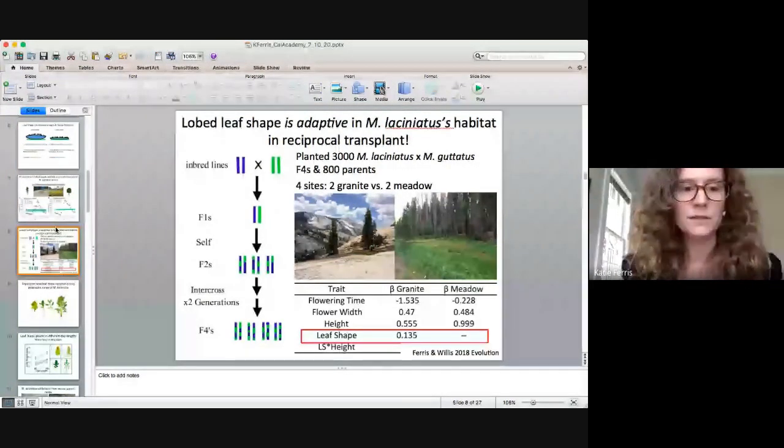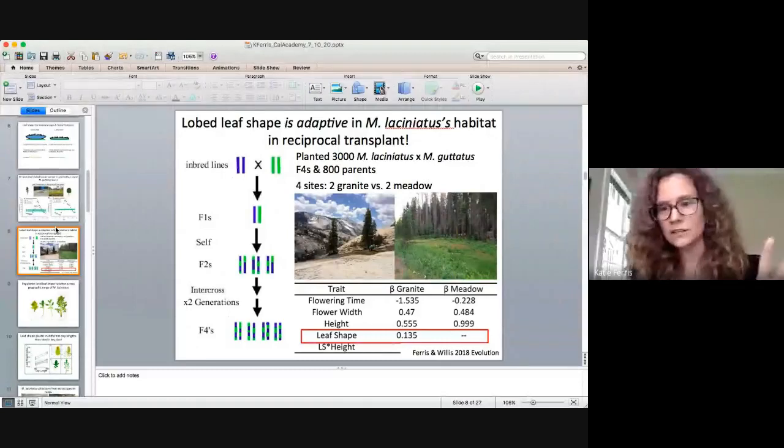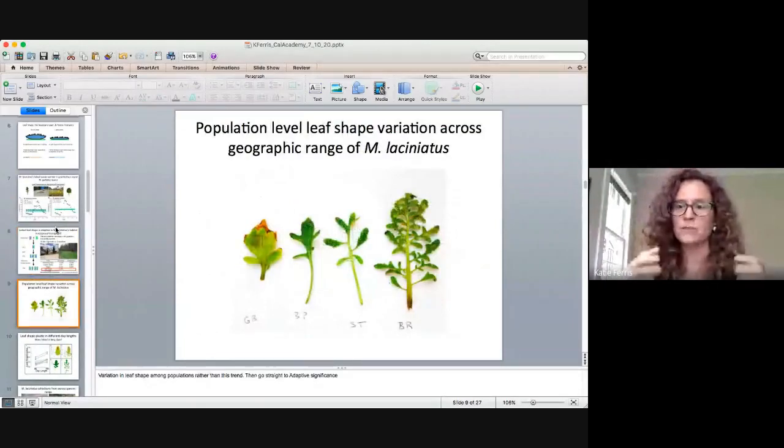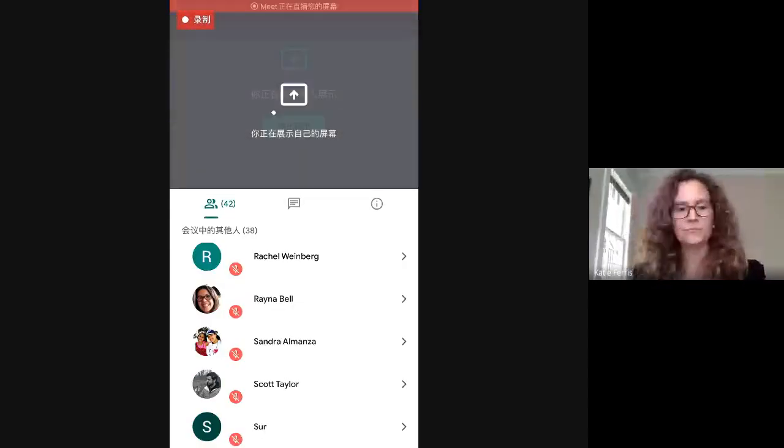In addition, there's a lot of variation in leaf shape across species in this Mimulus guttatus species complex, but there's also geographic variation, population level variation in leaf shape within the species range of Mimulus laciniatus. You can just see a small sample of that variation here, which is pretty dramatic. And this is when grown in a common environment. We also see from some preliminary data I gathered that there's phenotypic plasticity in leaf shape.